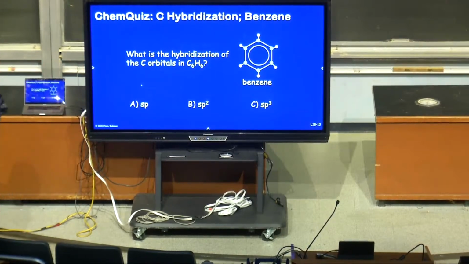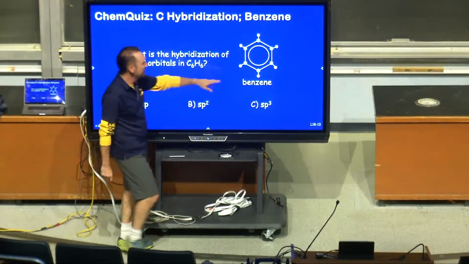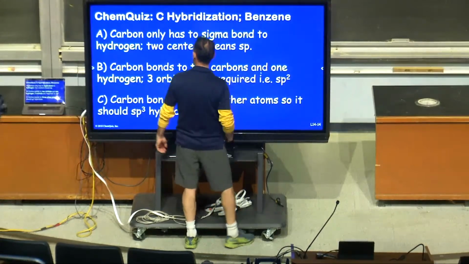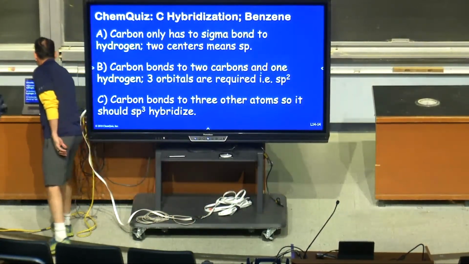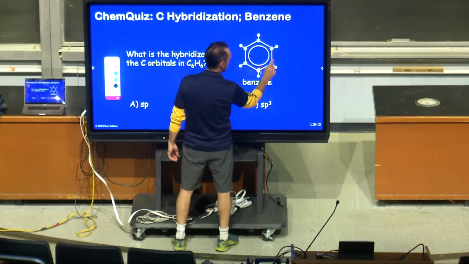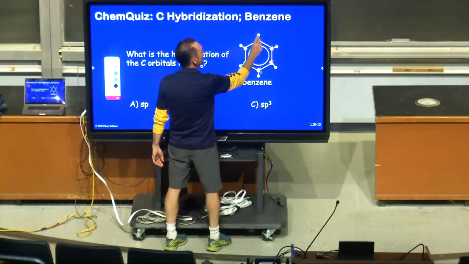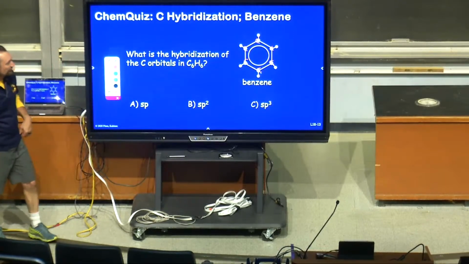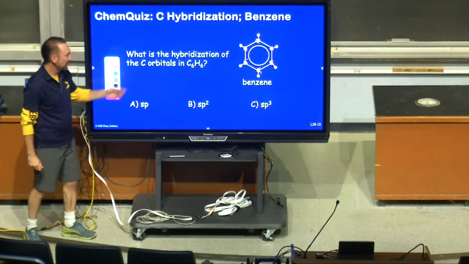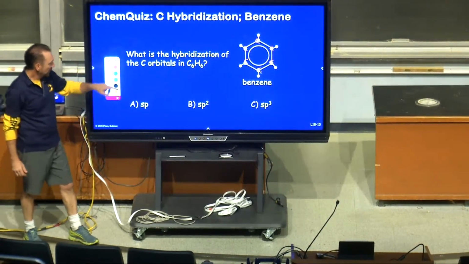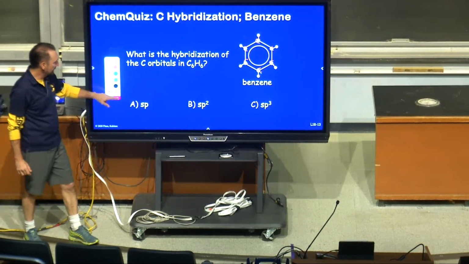So let's do a chem quiz about that. Hybridization of the carbon orbitals in benzene. These are the carbons in benzene. As you know, C6H6. And how are those carbon orbitals hybridized? Which orbitals do the carbon atoms use to form that benzene structure?